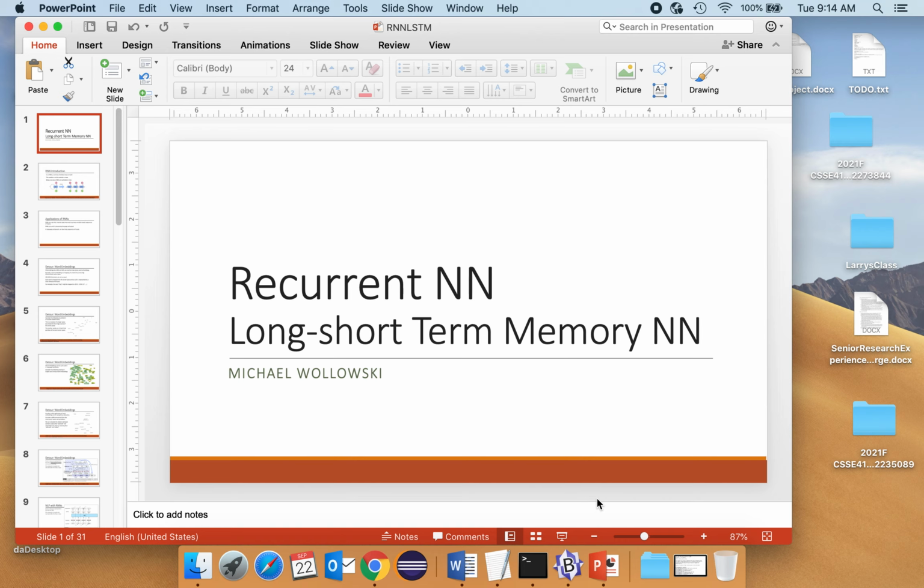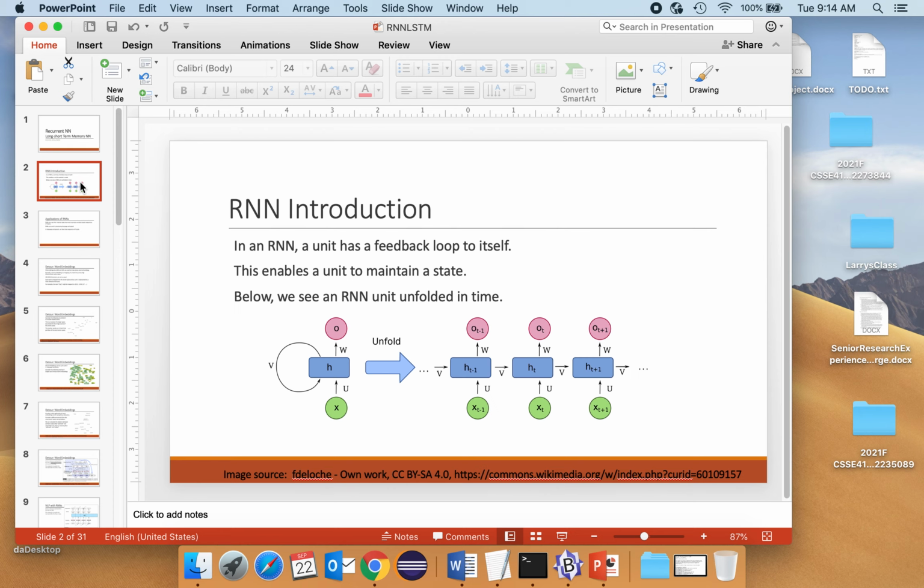In this presentation, we want to learn a little bit more about recurrent neural networks, or RNNs, as well as long short-term memory neural networks, LSTMs. So let's start out with RNNs.